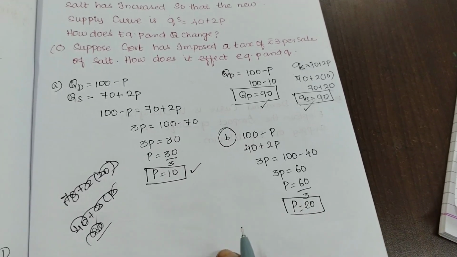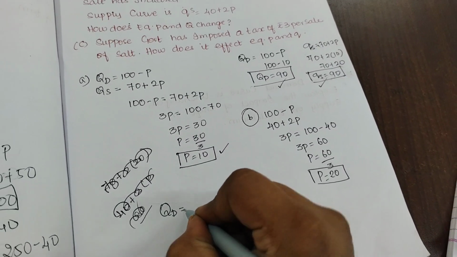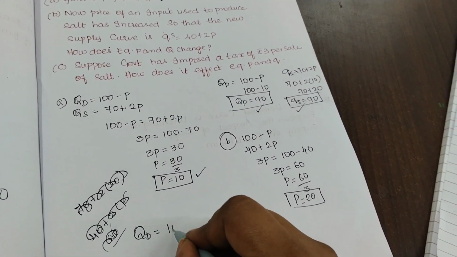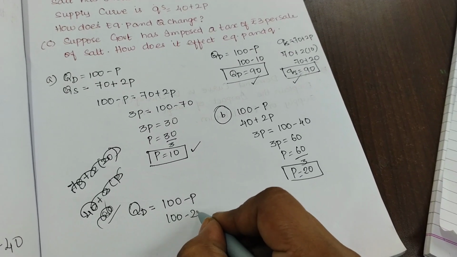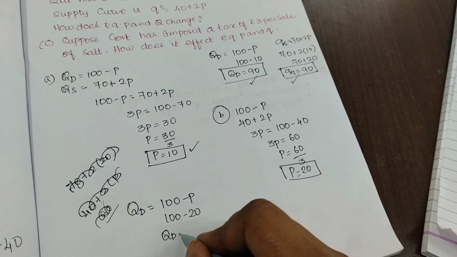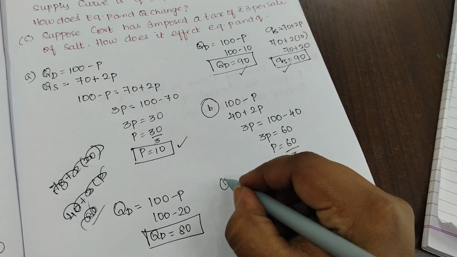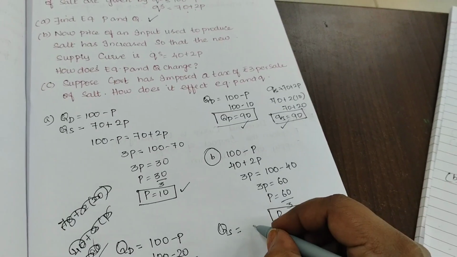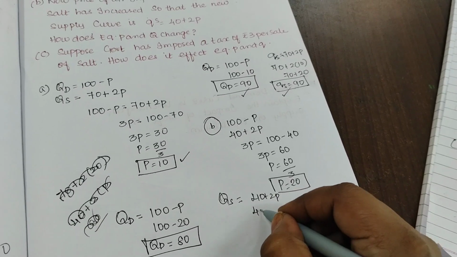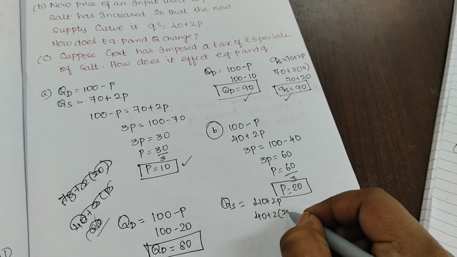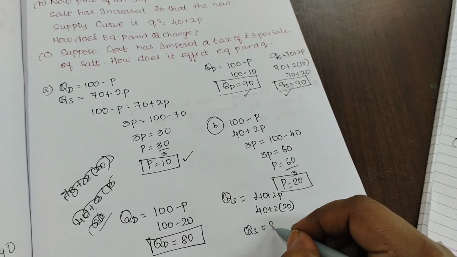Out of this we have to calculate equilibrium. QD is equal to 100 minus P, 100 minus 20, QD is equal to 80. Now QS is equal to 40 plus 2P, 40 plus 2 into 20, QS is equal to 80.